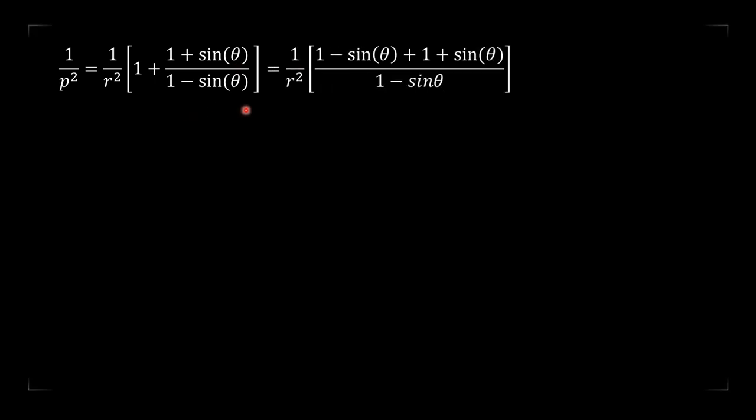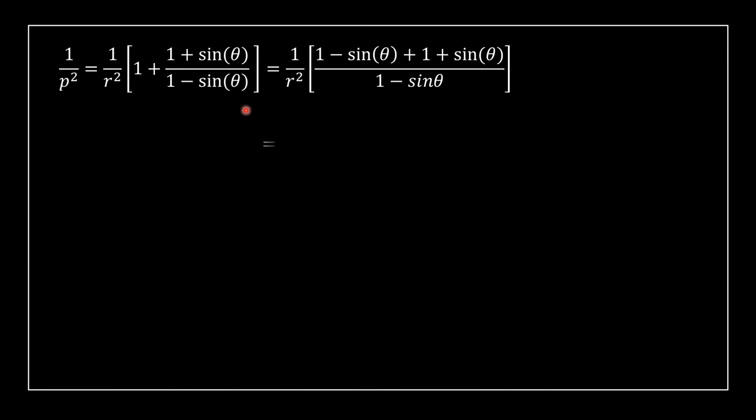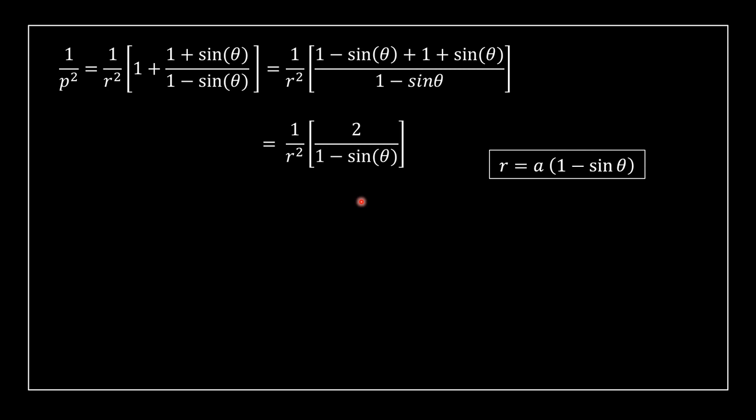1 by p square is equal to 1 by r square into 1 plus sin theta divided by 1 minus sin theta. Just take the common denominator and simplify it so that it reduces to the form 1 by r square into 2 divided by 1 minus sin theta. Is it a pedal equation, students? It's not a pedal equation because the variable theta is not eliminated over here, right? So let me eliminate the variable theta using the given expression itself.